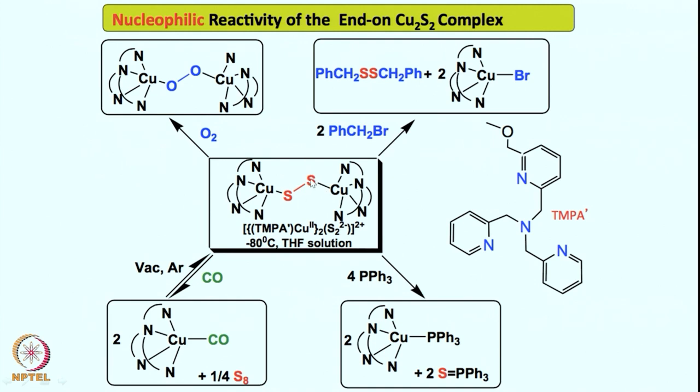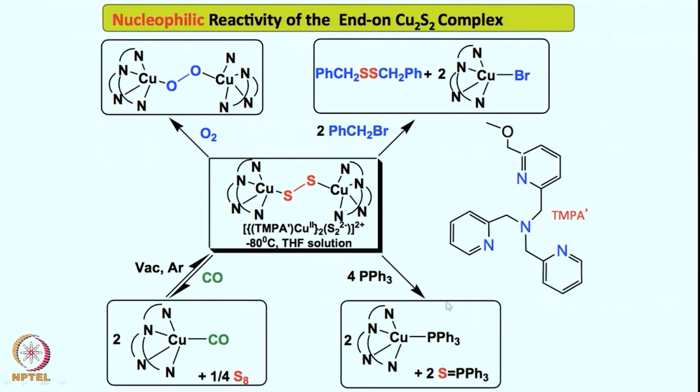So, this is a nucleophilic center, or delta minus charge is there, and that is why it is attacking on benzyl bromide. One can also purge carbon monoxide through this to give the copper 1 CO complex. This is a copper 2, this will be a copper 1 CO complex. This is also copper 2 and copper 2 complex. During this benzyl bromide reaction, one can expect to get copper 2 bromide, which is also crystallographically characterized.